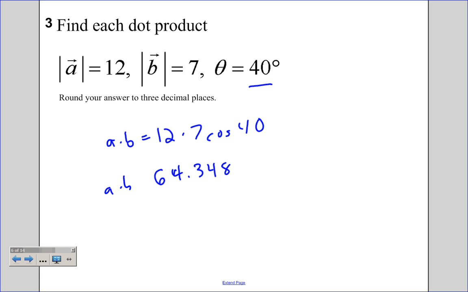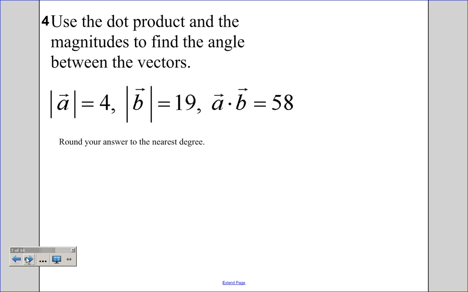That's A dot B. Pretty easy. If I want to use the dot product and the magnitudes to find the angle between the vectors, well, we know A dot B is equal to the magnitude of A times the magnitude of B times the cosine of theta. So if A dot B is 58, the magnitude of A is 4, the magnitude of B is 19.